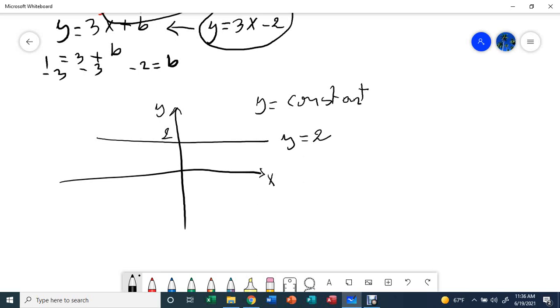So the slope of a horizontal line is 0. And you can double check using the formula: y2 minus y1 over x2 minus x1. And you see the y is constant, it's 2 minus 2. And the x's are different, so we don't have a problem in the denominator, and it's just going to be 0. So the slope of a horizontal line is 0, and the equation is y equal constant.